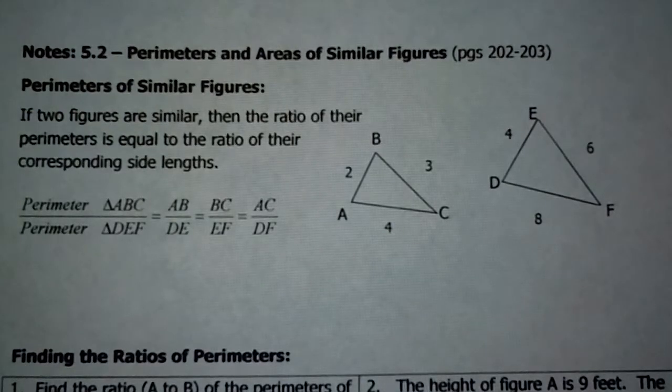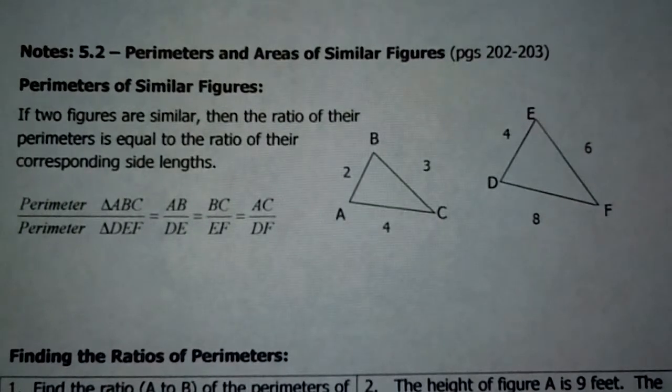Last lesson we learned how to determine if figures were similar or not by figuring out if their side lengths were proportional. Now I'm basically going to give you two shapes that are similar, and we're going to use the fact that they're similar to help us find the ratio of perimeters and the ratio of areas.